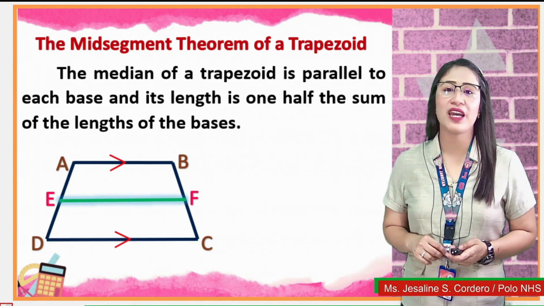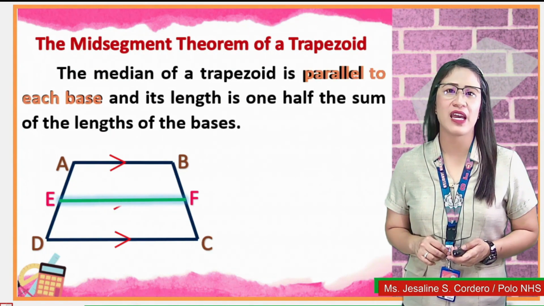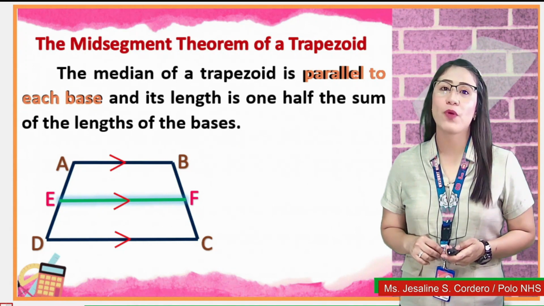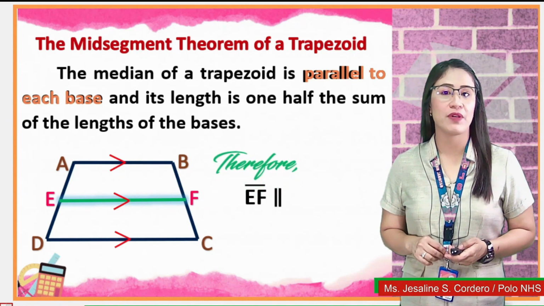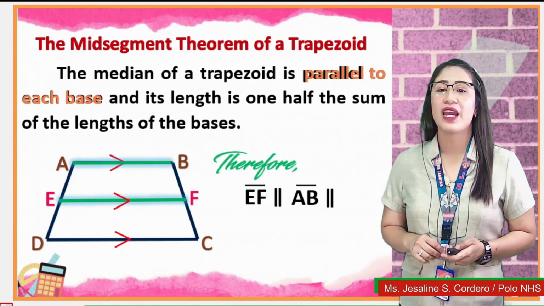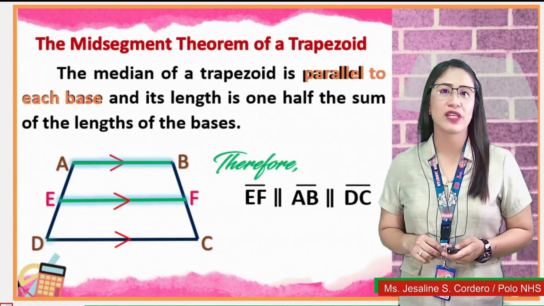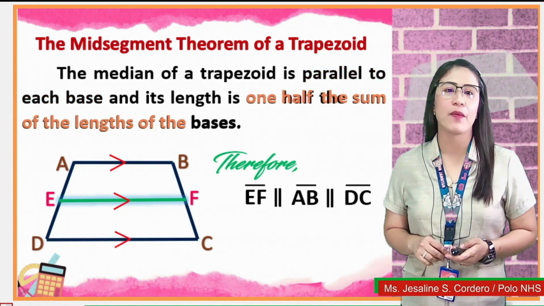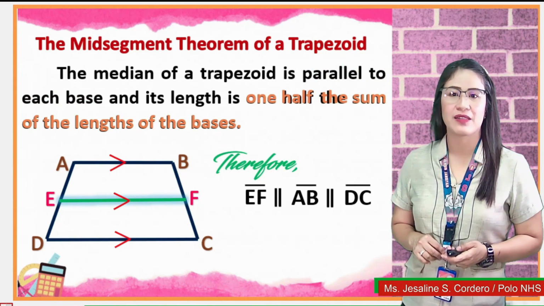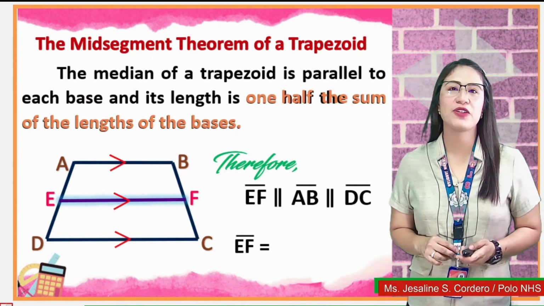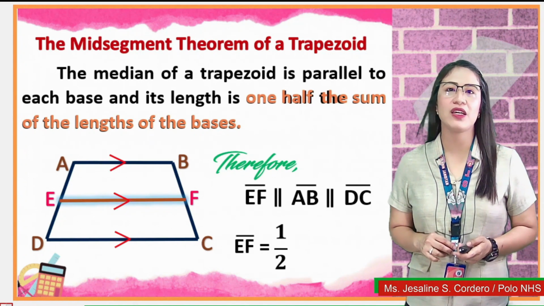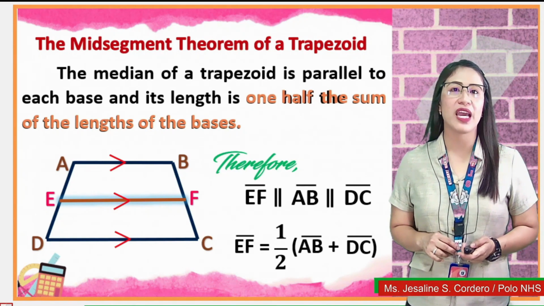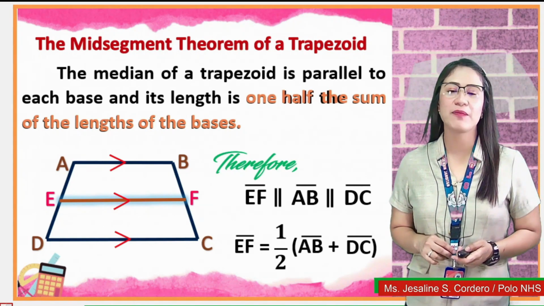Since segment EF is the median and it is parallel to each base, therefore, segment EF is parallel to segment AB, which is parallel to segment DC. The length of the median is 1/2 of the sum of the bases. Therefore, the measurement of segment EF is equal to 1/2 times the quantity of segment AB plus segment DC.